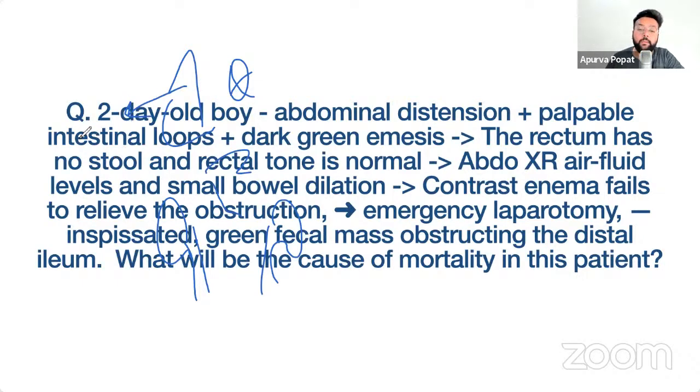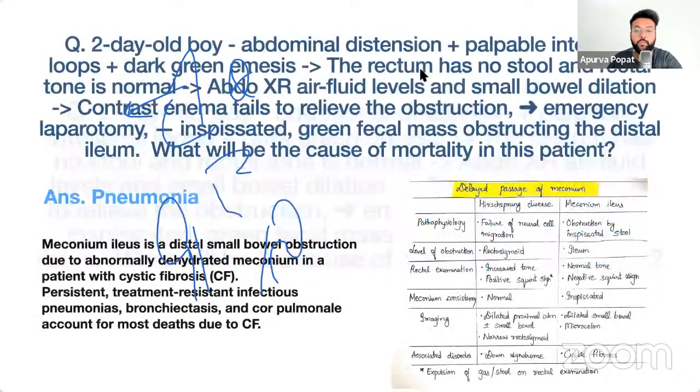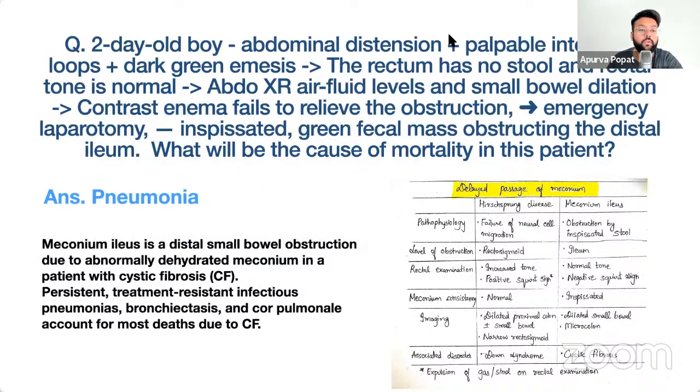They die because of pneumonias. That's the life-threatening thing for them. So the most common cause of death in cystic fibrosis is pneumonia. Why? Because they have recurrent infection. We already know why they have recurrent infection, and we already know why they have thick sputum. All right. So this is how you can differentiate Hirschsprung disease and meconium ileus.